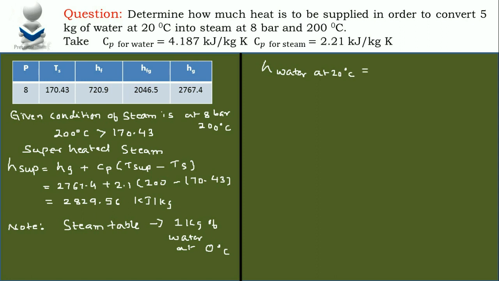Which is nothing but specific heat of the water multiplied by the temperature, that is 20. So here the given value is 4.187 multiplied by 20. It comes out to be 83.74 kilojoules per kg.